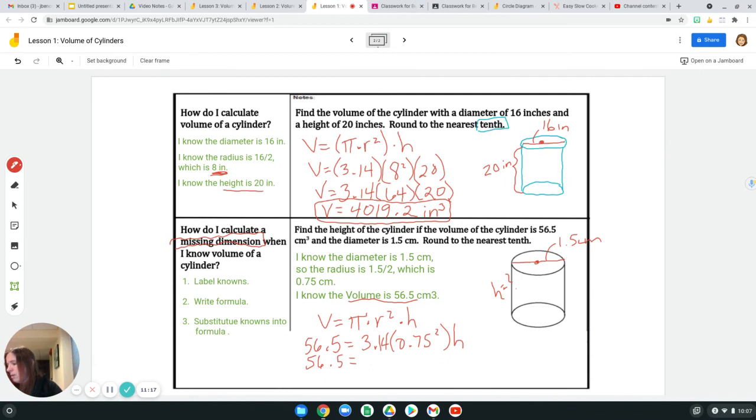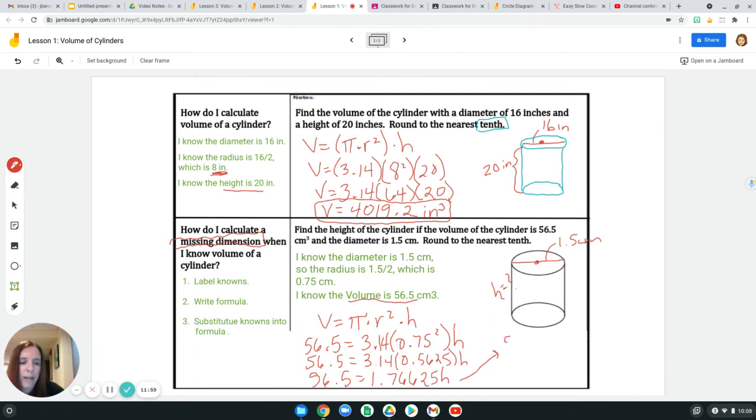All right, so 75 hundredths squared, I have that already done. And we're not going to do any rounding till the end. So this goes to 5,625 10,000ths. And then we're going to multiply pi times that, which is 1 and 76,625 10,000ths times h. Run out of room here.